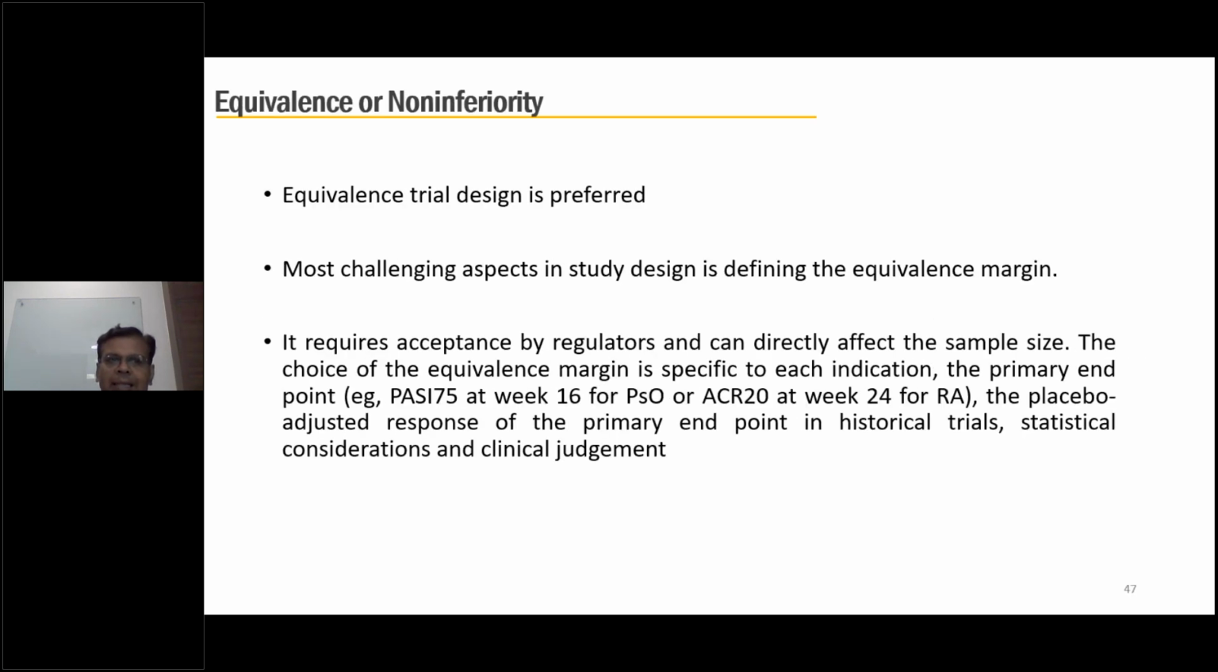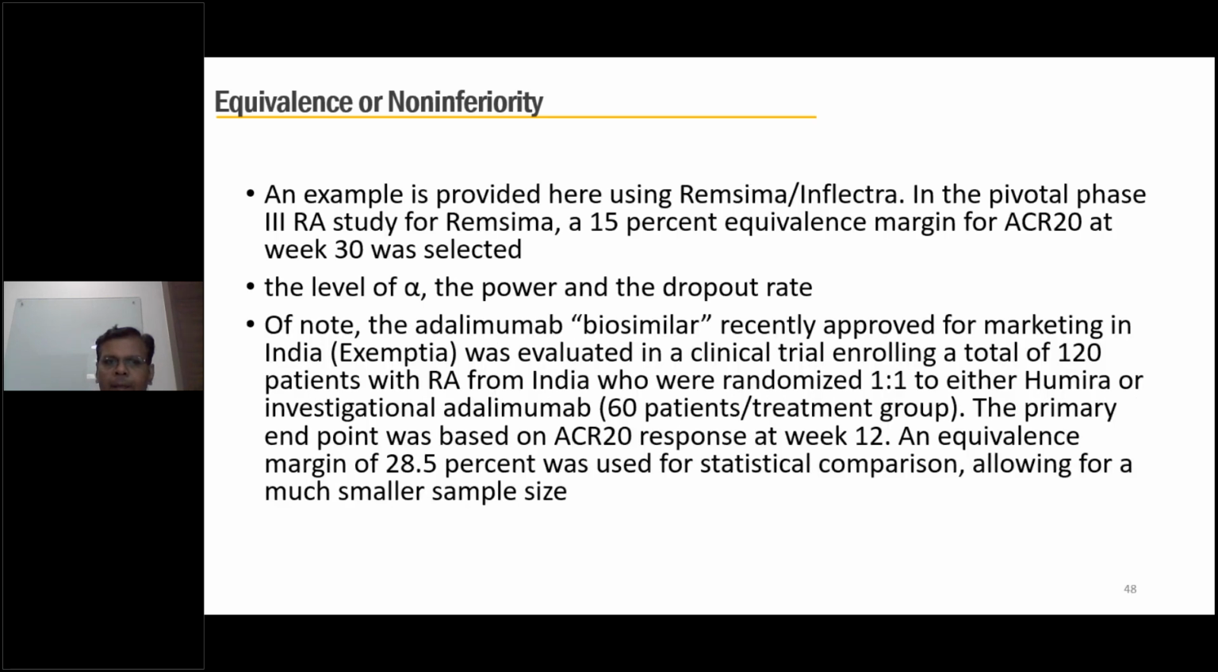The usual design is non-inferiority or equivalence. Equivalence designs are preferred from the ease point of view, and they require acceptance by the regulators and can directly affect the sample size. So the choice of equivalence margin is also an important parameter. What endpoint would you like to take, and how long should the study duration be? These all need to be factored in.